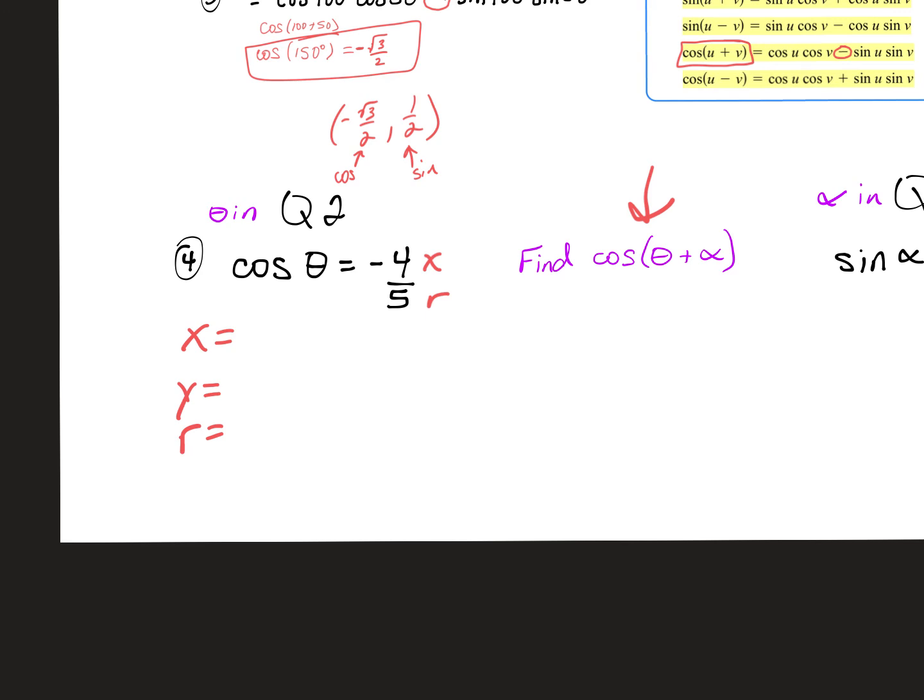How do I know that negative sign goes with the 4? The R is going to be negative. R is never negative, right? So this is 5, this is negative 4.